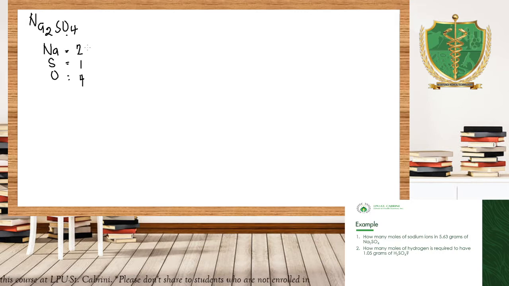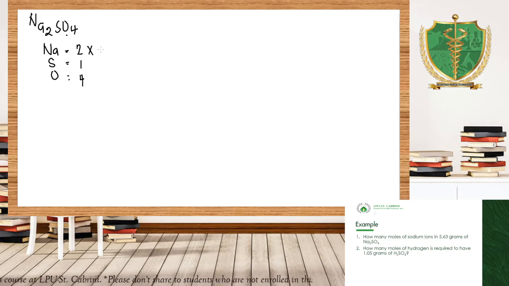So, the first thing to do is what? Okay. The first thing to do is to compute for the molar mass of sodium sulfate. So, what will be the molar mass of sodium sulfate? So, let's compute the molar mass of sodium sulfate. Okay. So, sodium sulfate, Na2SO4. Sodium is 2. Sulfur is 1, oxygen is 4.